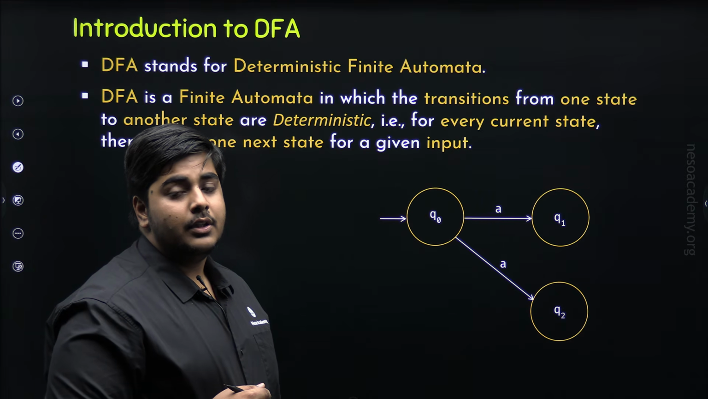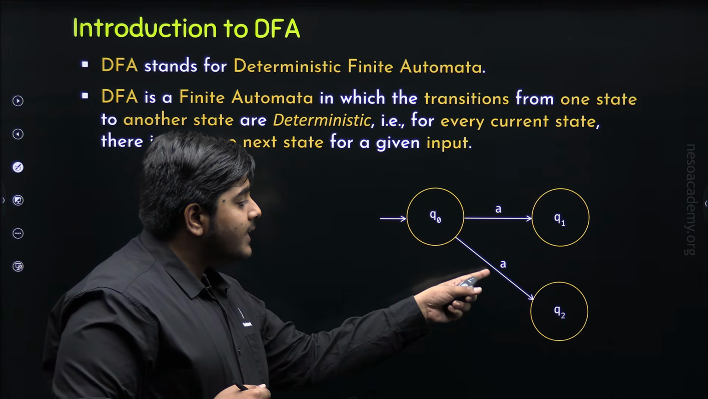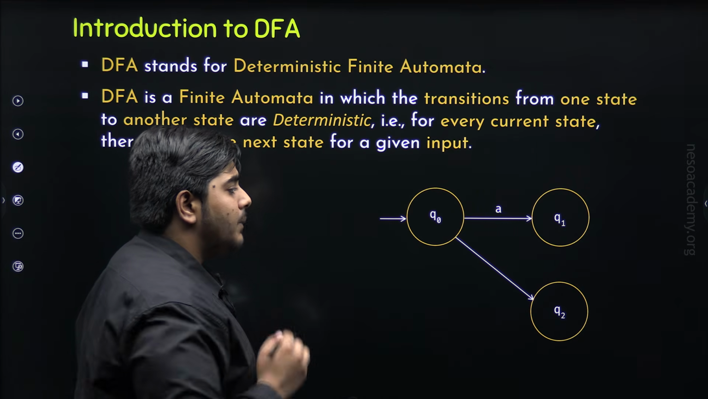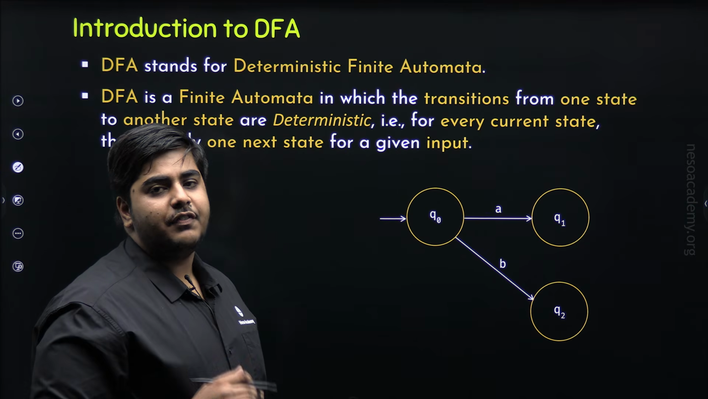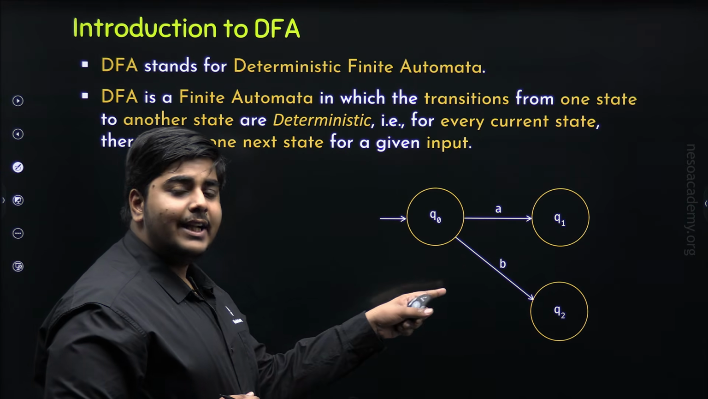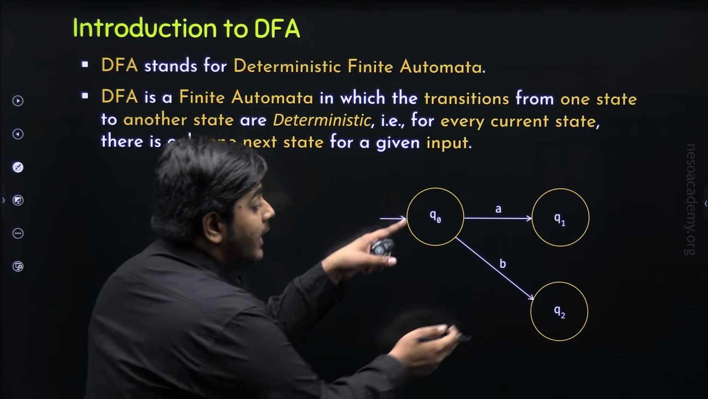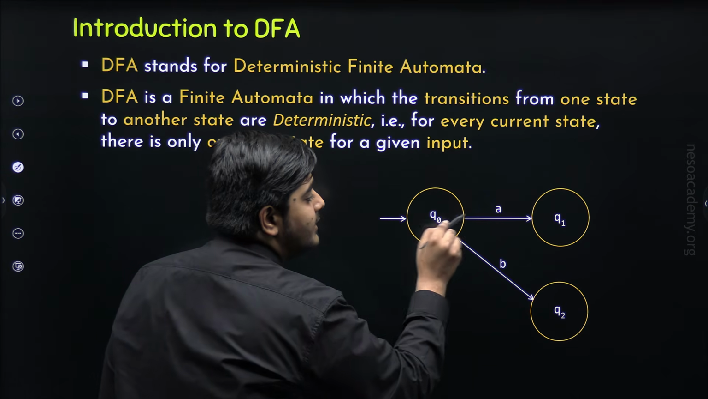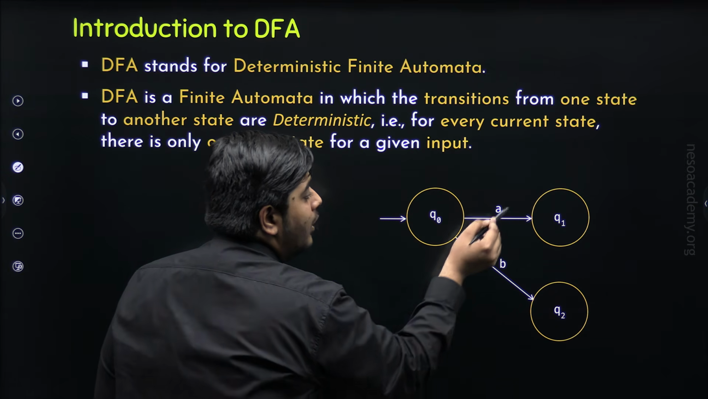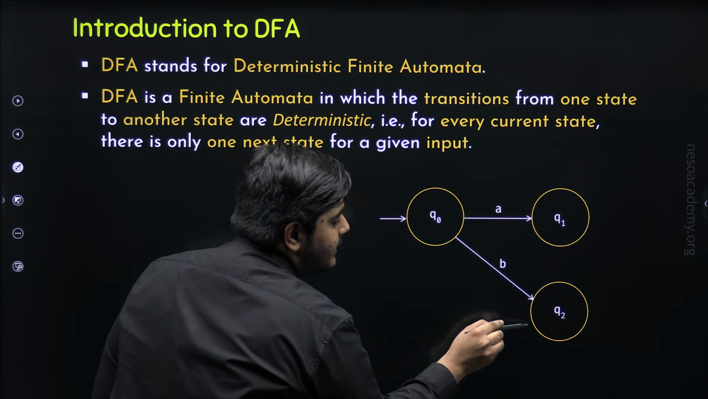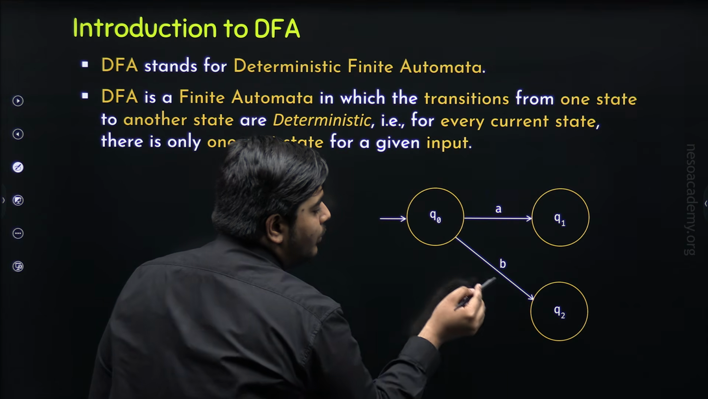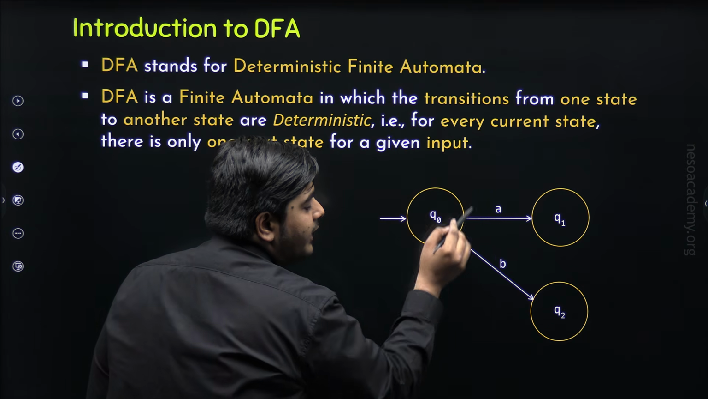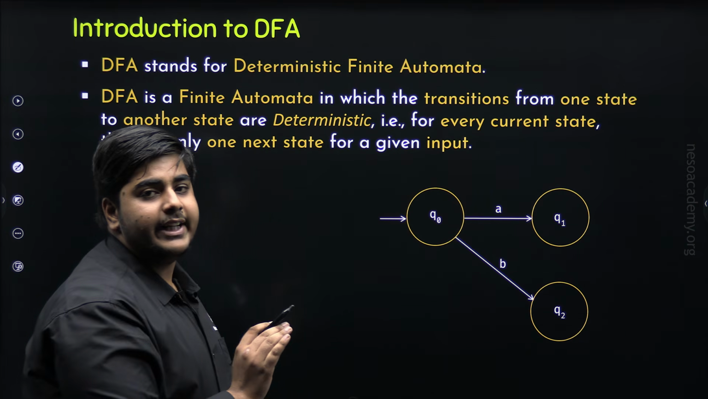symbol A. But if I replace this input symbol A with any other input symbol, for example B, now this is totally fine and it is valid in a DFA because now these two are separate unique transitions. This is a transition from Q0 to Q1 on the input symbol A, and this is a transition from Q0 to Q2 on input symbol B. So these are two next states, but for different input symbols. So this is allowed in DFA.